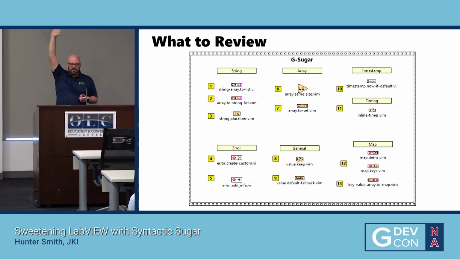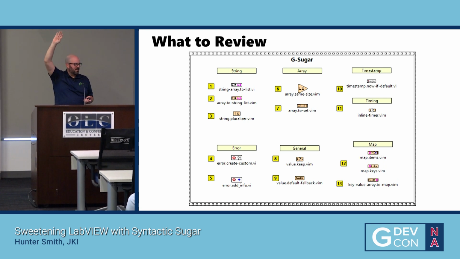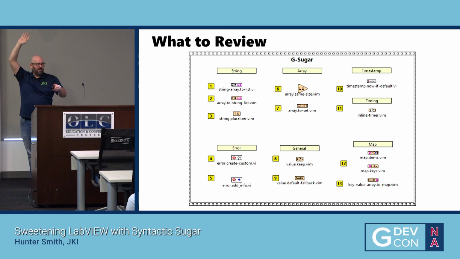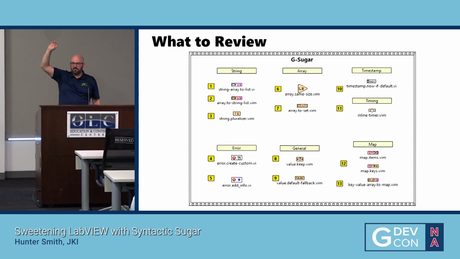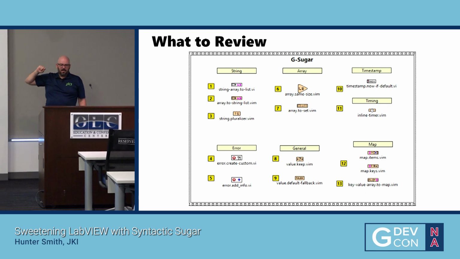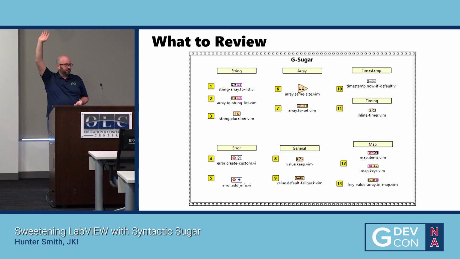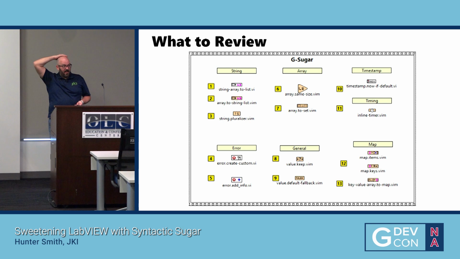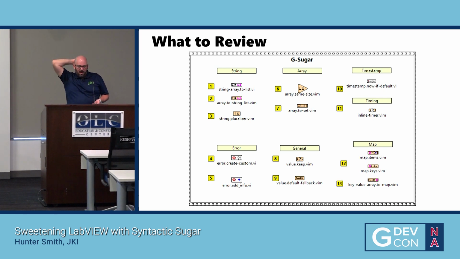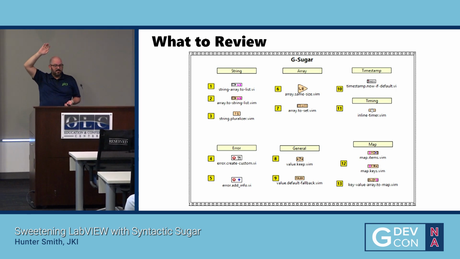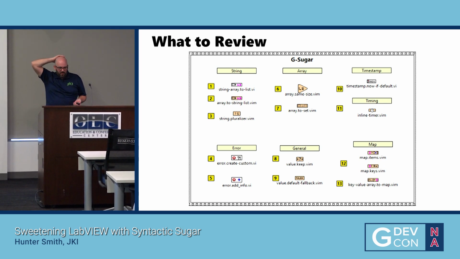Number two, array to string list, the Vim version. All right, we got a few hands. All right, number three, string pluralizer. All right, it was a few. Okay, a few. Otherwise, I'm going to assume these are all perfect functions. Error.create custom. Just a few. Error.add info. All right, Darren wants that one. Array.same size. Okay. Array.set. Array to set, number 7. Value.keep, number 8.